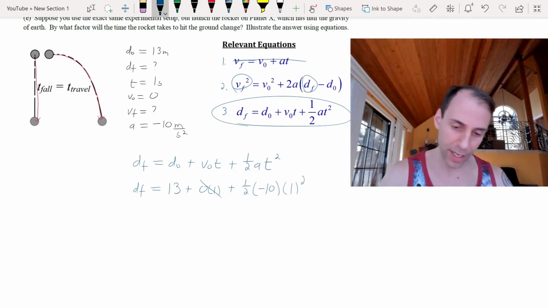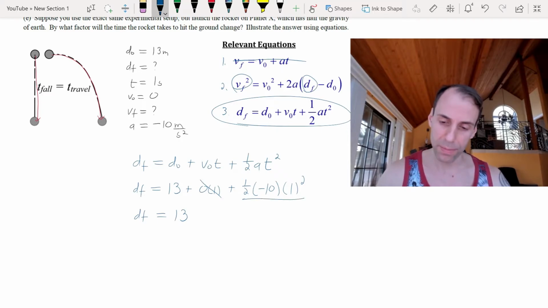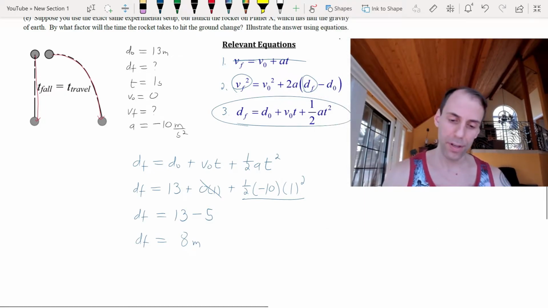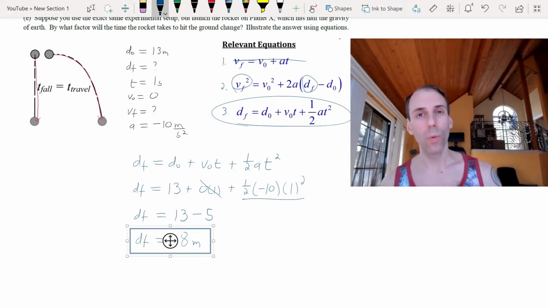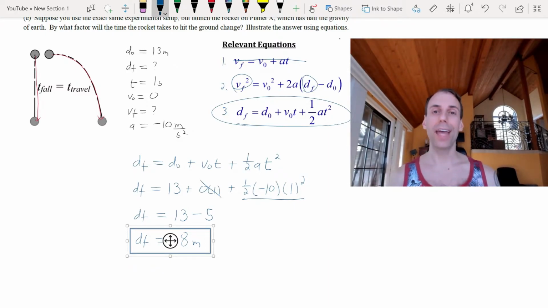Well, let's simplify this. d final is equal to 13. This is just going to become 5 minus 5. And so simply the final distance that the rocket is at is 8 meters up when the boosters stop firing. That's your final answer.